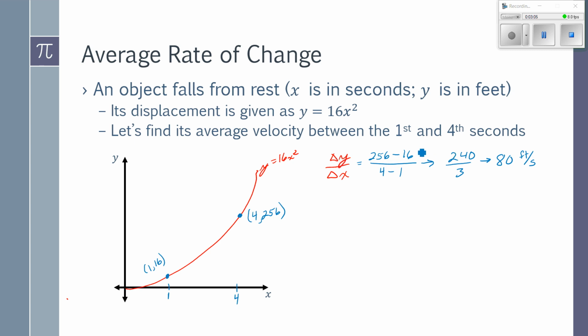Now, what I'm interested in is what we calculated in terms of the graph rather than in terms of an object falling. So yes, this is average velocity, but if I look at my graph, what I found was the slope of that line. Well, I have a line that is intersecting a curve in two places. From geometry, that's called a secant. So I found the slope of a secant. That is going to be the same as average velocity, or as my average rate of change.